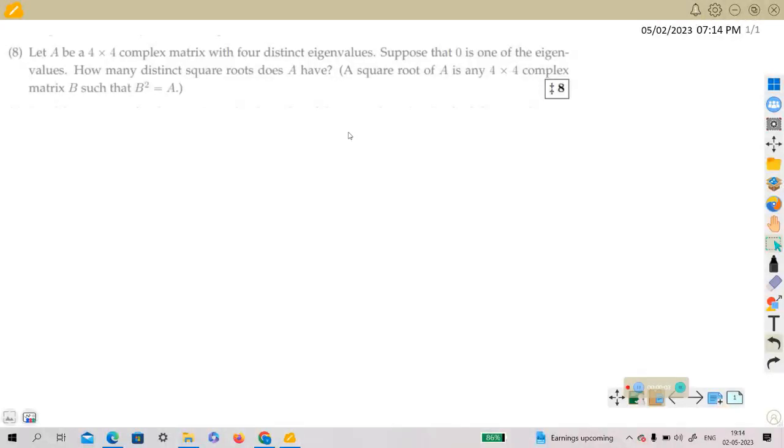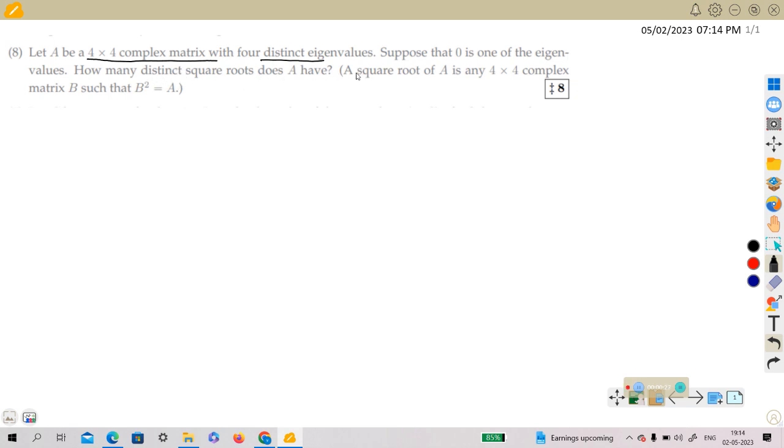Okay, this is a problem in the NBHM question paper 2023. This is problem number 8. It says: let A be a 4 cross 4 complex matrix with 4 distinct eigenvalues. Suppose that 0 is one of the eigenvalues. How many distinct square roots does A have?